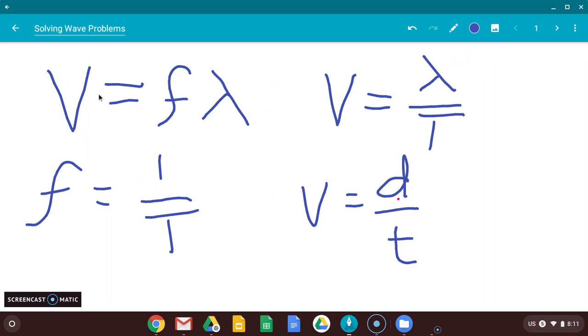Three of our four equations deal with velocity in them. One of them, this one, as we said the other day, is known as the wave equation. It's V equals frequency times lambda, that upside down Y symbol, that means wavelength. V could also be written as wavelength divided by the time period, or if it applies, we can still use V equals little d over little t. And remember the fact that frequency equals the inverse of the time period.